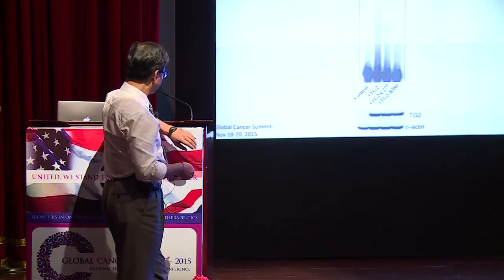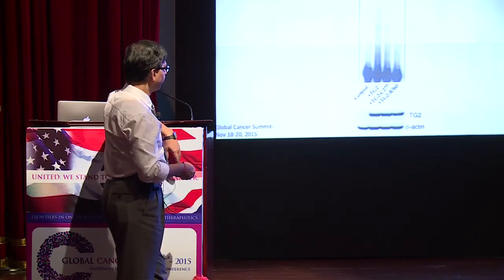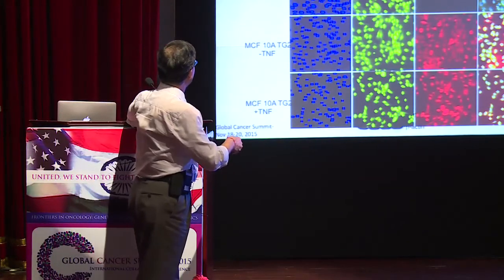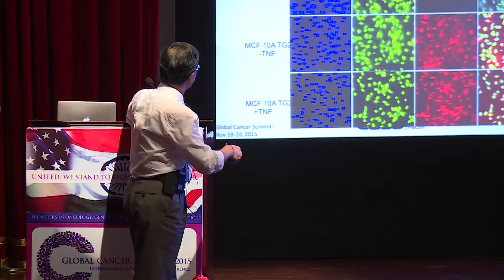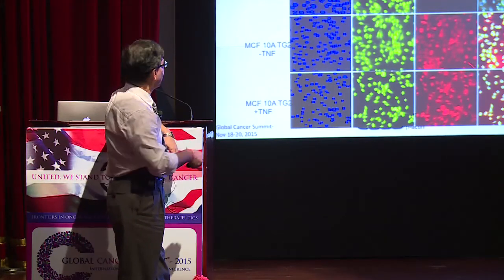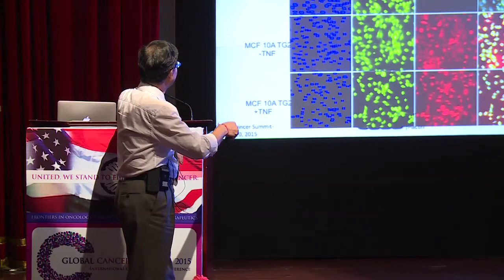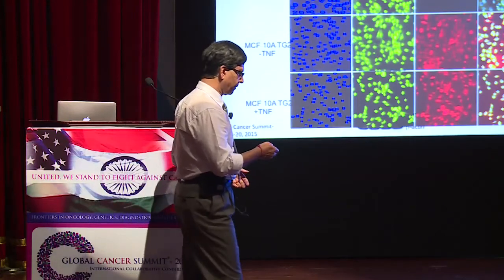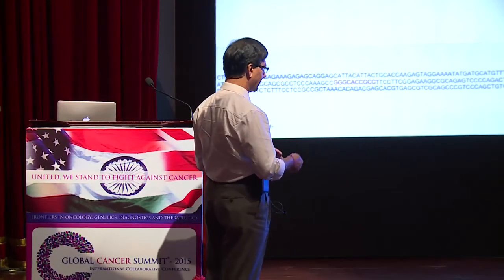So for the molecular mechanisms, I'll quickly run through that. When you overexpress TG2, it constitutively activates NF-kappa B. In TG2 deficient cells, you need TNF in order to activate NF-kappa B, but when you overexpress TG2, NF-kappa B is constitutively activated. And we have worked out all the mechanisms.